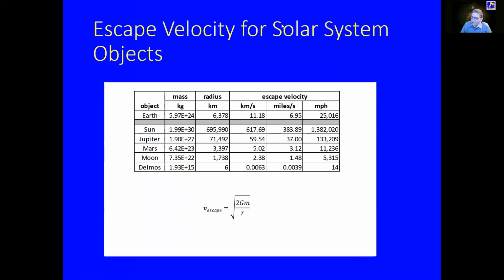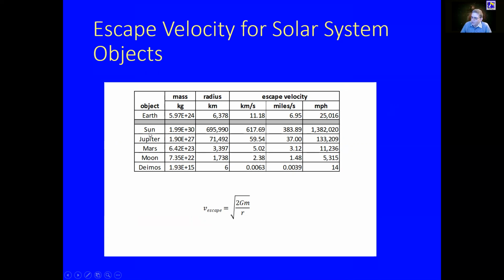So we just calculated the Earth, and you see here I've listed Earth at the top of the chart. The mass of the Earth, as we talked about, and the radius of the Earth, as we talked about here, are shown. And the escape velocity is 11.18 kilometers per second, or almost 7 miles per second. And if you prefer, 25,016 miles per hour. That's the speed that you have to launch a rocket at to reach escape velocity.